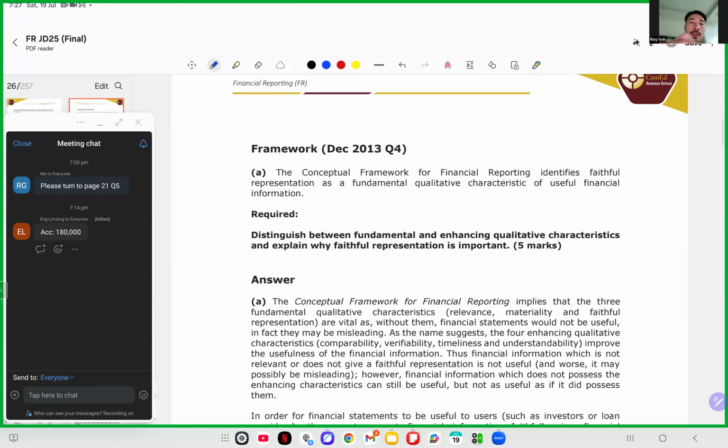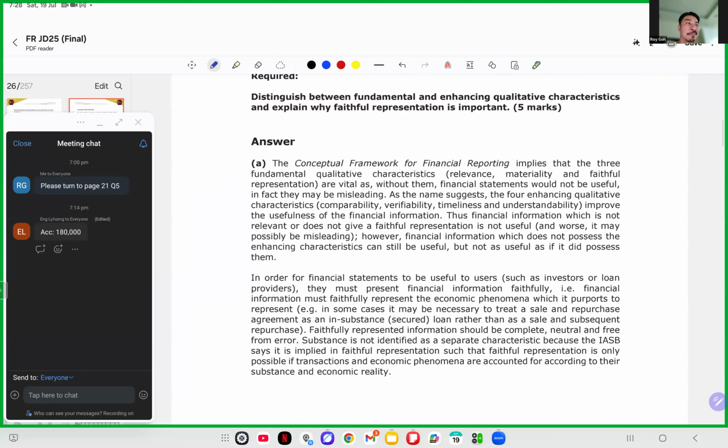So these are questions and answers. Please take some time, not now, but when you're revising, to read. Why? The framework is the fundamental basis of many accounting standards, so it is good that you understand the framework.